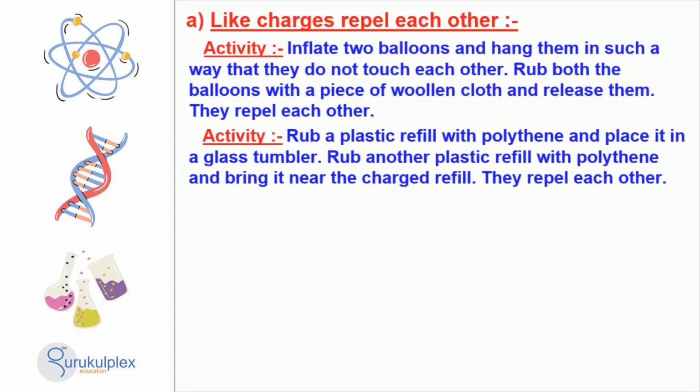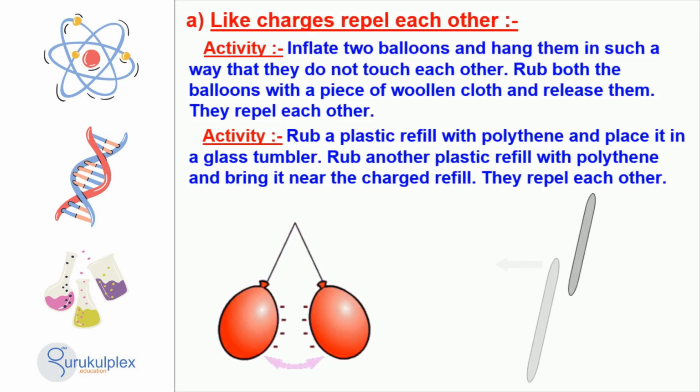An example of like charges repelling each other can be seen using two balloons. Hang them in such a way that they do not touch each other. Rub the balloons with a piece of woolen cloth and then let them go. You will see they repel each other. The same can be done with two plastic refills, which are rubbed with polythene and then brought close together so that they produce the same repulsive effect.